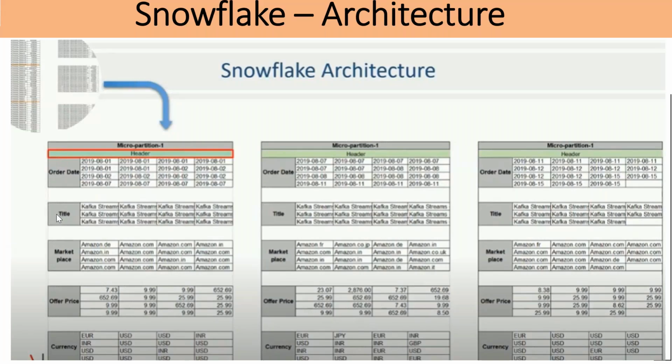You understood, right? When you say select order date and title, it goes to the micro partition and partially reads the order date and title of that particular micro partition. When you say star, what should it do? It has to read order, title, marketplace, offer price, currency, everything.